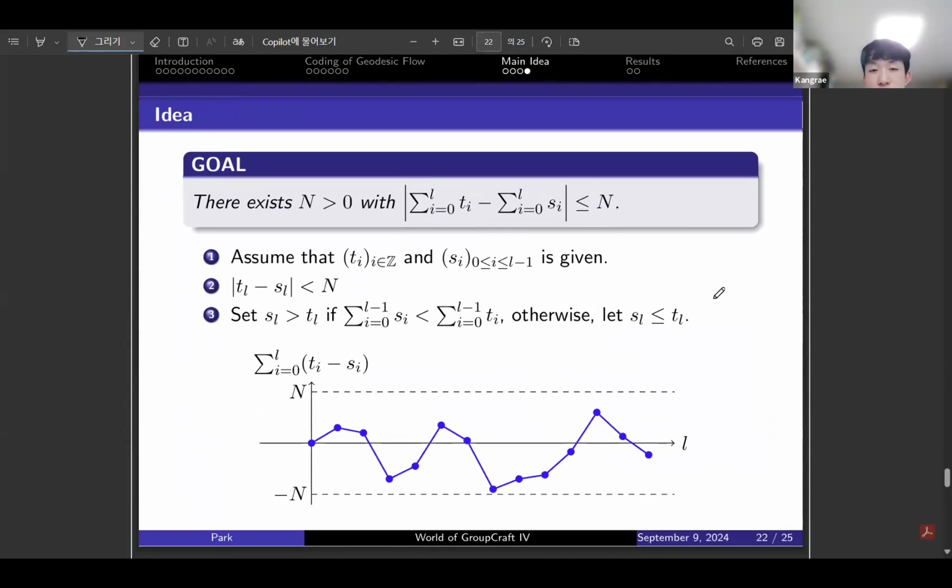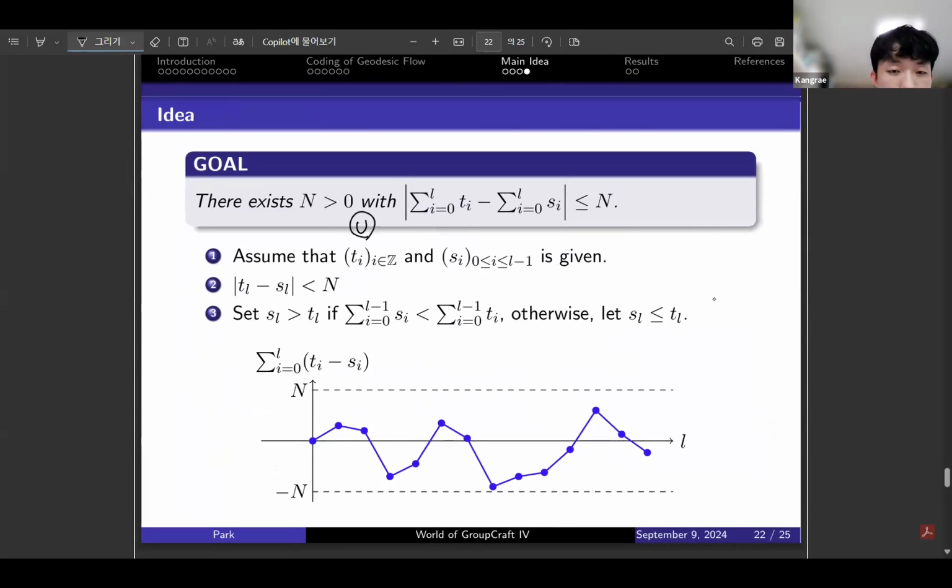Okay, so how can we construct these kind of W? So assume that V is given. So from V, we can just assume that Ti's, which are the excursion times of V, are also given as well. And we will use induction. So let's just assume that Si is given for I between 0 and L minus 1. And we'll find some conditions for SL here. So first of all, let's assume the difference between TL and SL is bounded by large N.